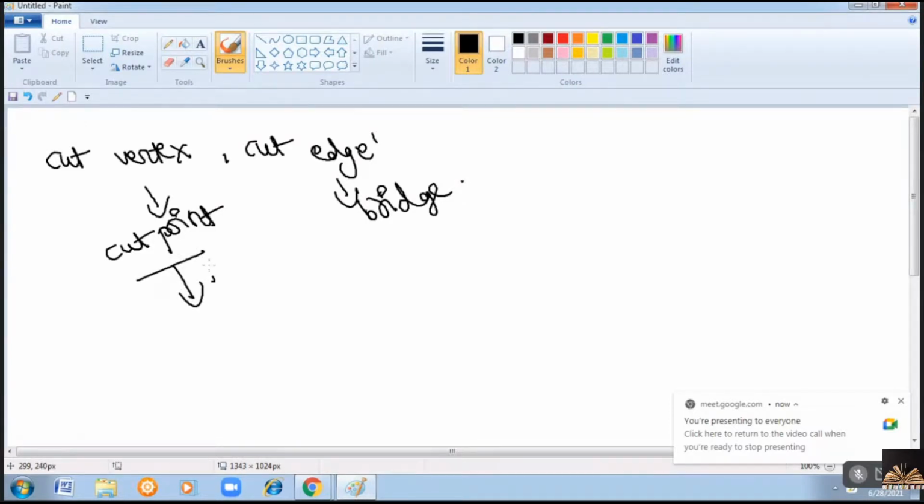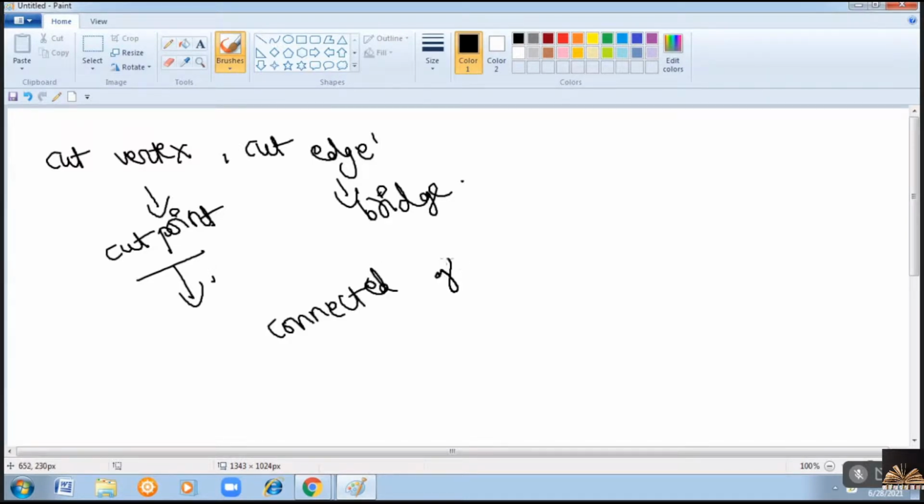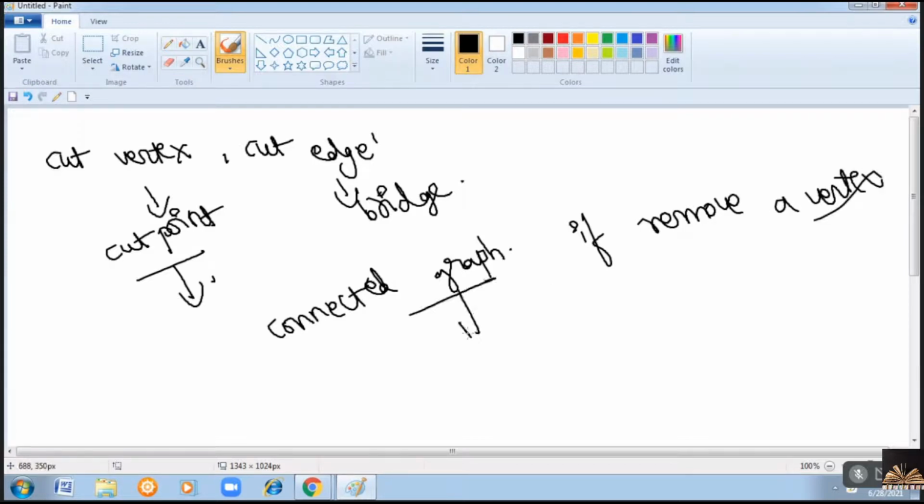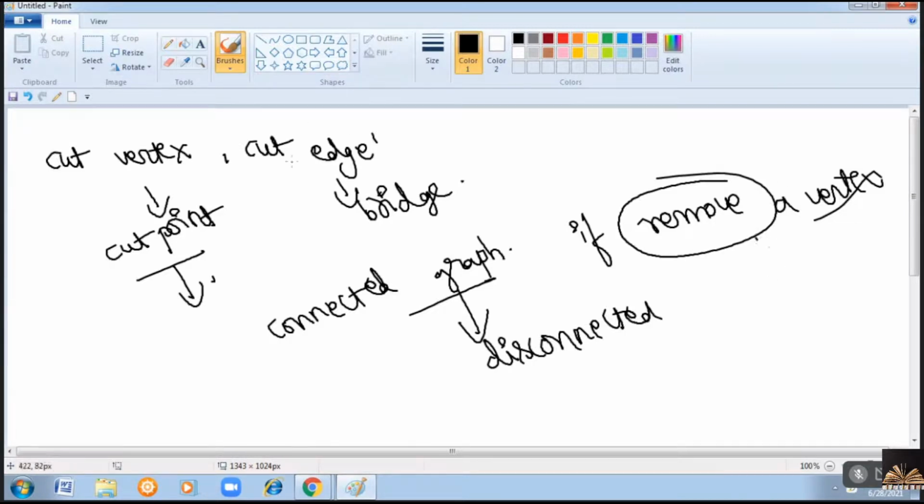Cut vertex means in a connected graph, if you remove a vertex, if that connected graph becomes a disconnected graph, that vertex whose removal results in a connected graph becoming a disconnected graph is known as a cut vertex. Clear? If a connected graph is given, and you remove a vertex and the graph becomes disconnected, the vertex is known as a cut vertex.